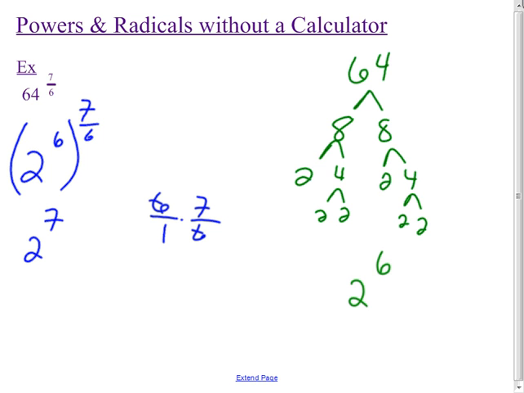Now you may look at 2 to the 7th and go, I don't know what that is. But you know 2 to the 6th already. I need one more 2. I need to double it one more time. So 2 to the 7th, without your calculator, is 128. All of this done without our calculator. So this is just one example of breaking down without using your calculator. If you get stuck, do the factor tree, rewrite it out.